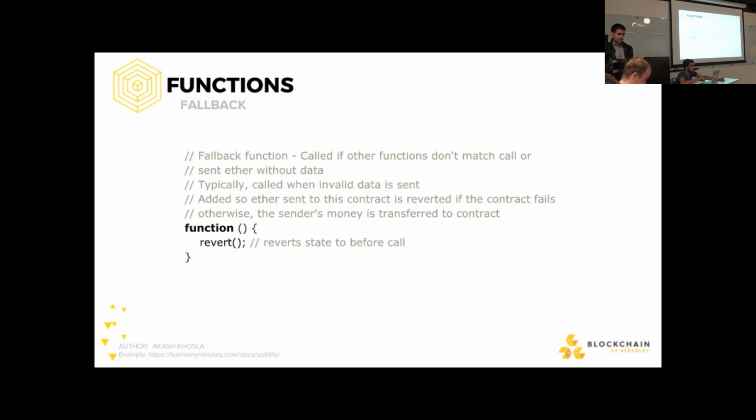You also have the fallback function, and this is called whenever you call a function that doesn't match its header or its inputs, or if, for example, you call a non-payable function but you try to pay to it. How do you get your money back from the contract? Usually you'll have a fallback function in your contract that will revert, and that will send all the funds back to the person who sent those funds.